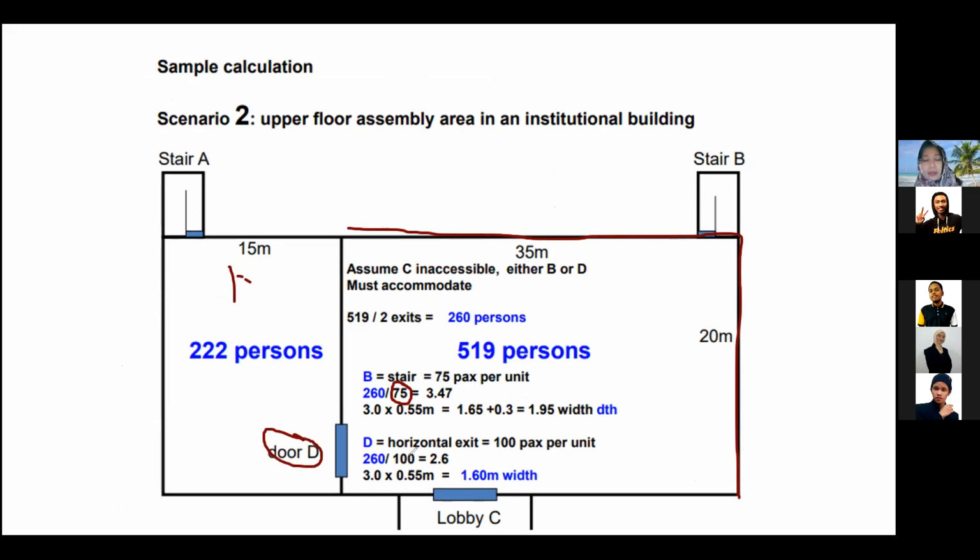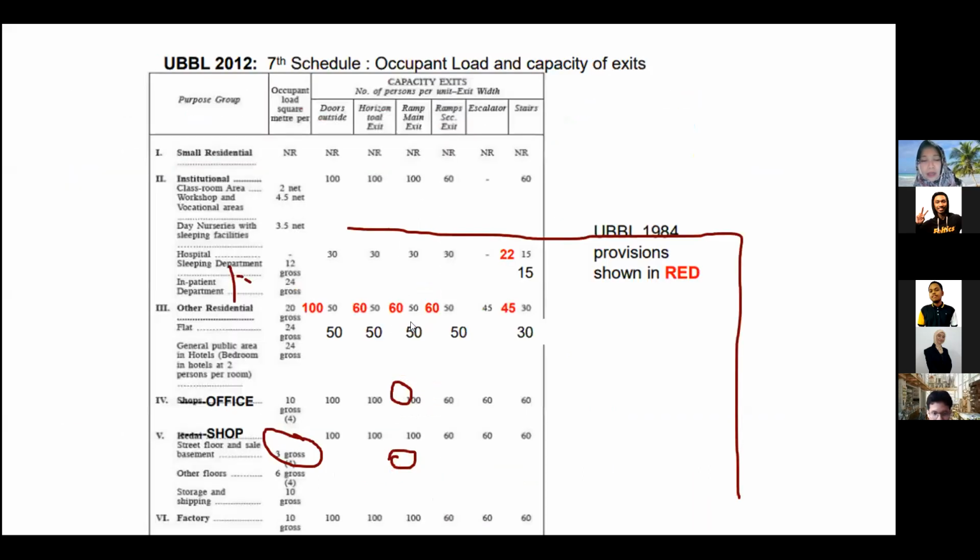This is the architect from Architect Cheong, who is giving the sample calculation like this. I will try to find out why 75 and 100 will be different, because based on the schedule there is no 75 and 100. This is only 60, 60. Maybe they are referring to something else. That's why we need to open back this one.